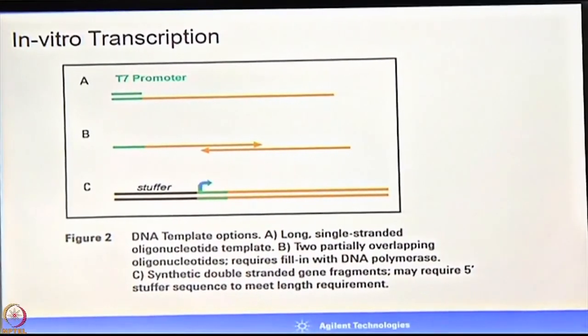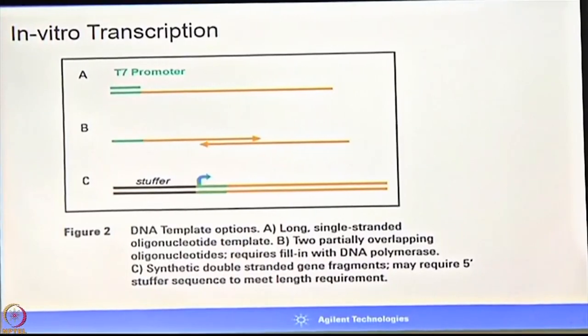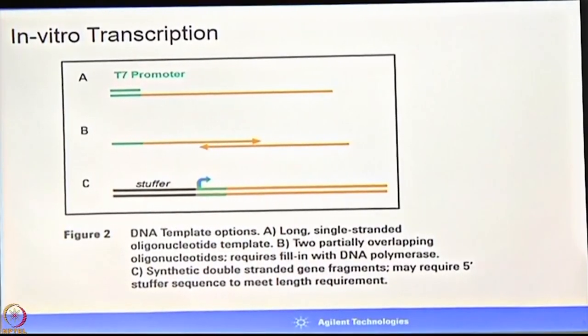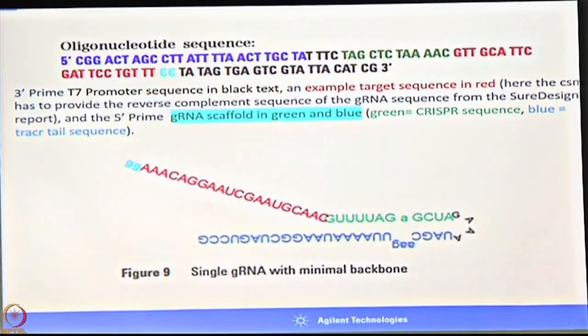Just add the T7 promoter on that, right? If you add the T7 promoter on that, the kits have T7 primers, and you go for in vitro transcription to make a guide RNA. For in vitro transcription, you make a guide RNA which is going to be reverse complementary to the target. So this is the kind of guide RNA.